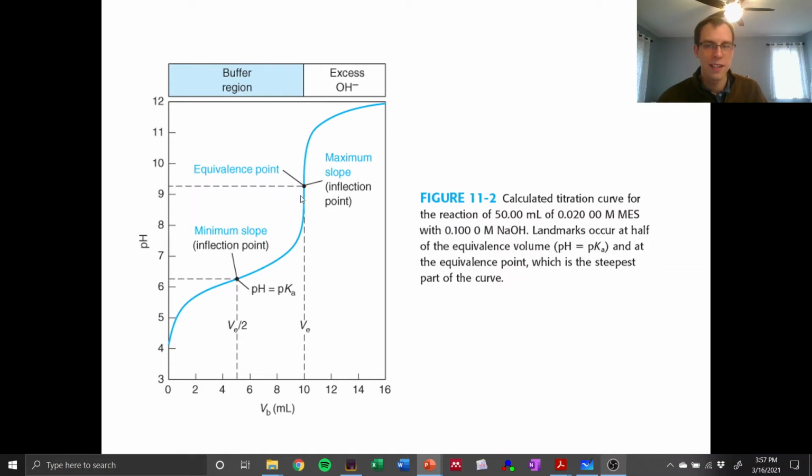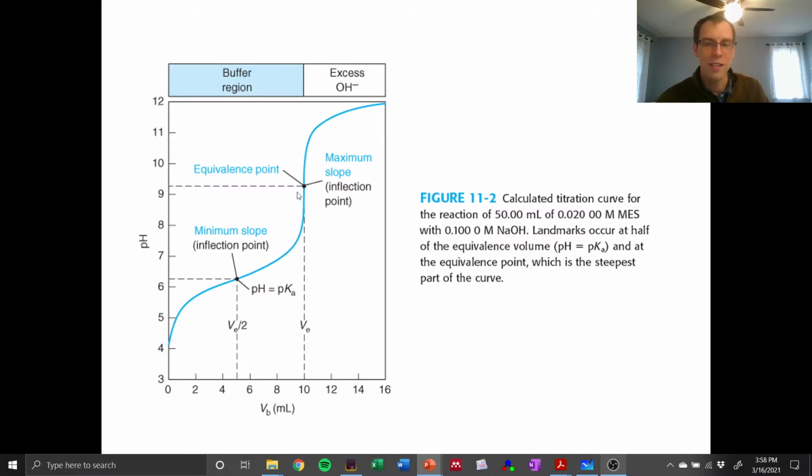And at the equivalence point, we get an inflection point. This is where the maximum slope is. In this case, it'll be a positive slope, since this is a titration of a weak acid. If we had a titration of a weak base, it would instead be a minimum slope, a negative slope. But either way, it's the largest magnitude right at the equivalence point.